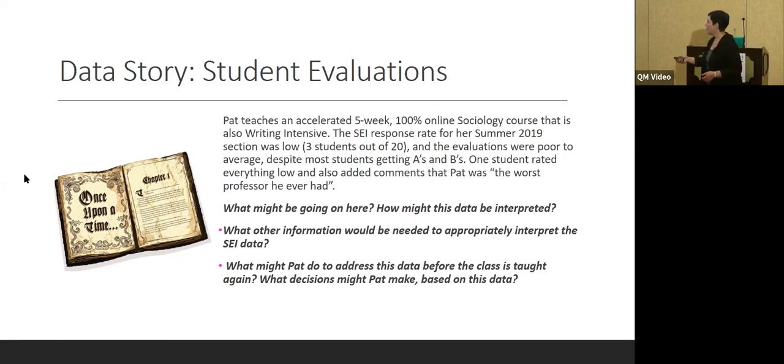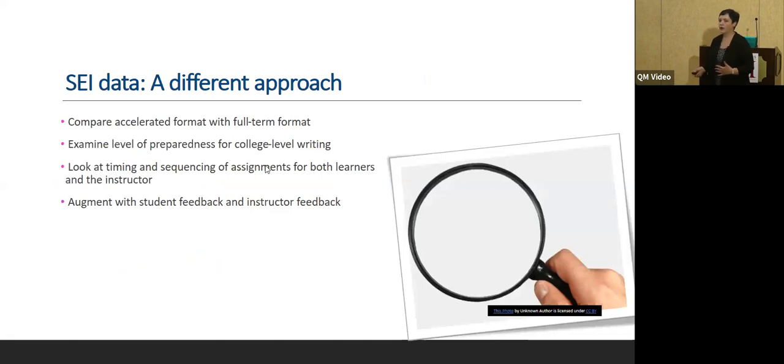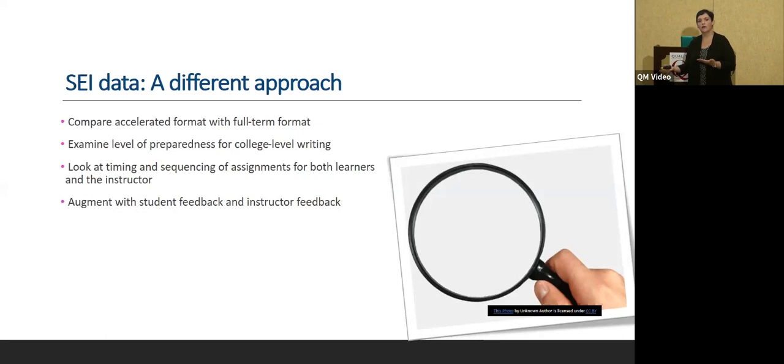Right? So a different approach to this might be, well, we have this accelerated format, and it's a very short accelerated format, right? It's not an 8-week, it's not a 7-week, it's a 5-week, and it's writing intensive, right? So if there is a full-term counterpart, we could also start by comparing the full-term counterpart and the accelerated course. Do we see the same differences in those SEIs, assuming that it is the same instructor, right? Do we see any differences in grades?